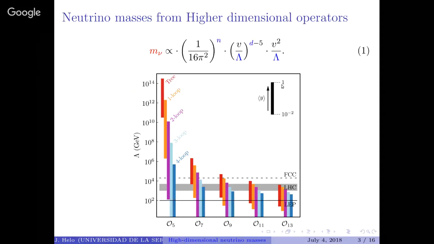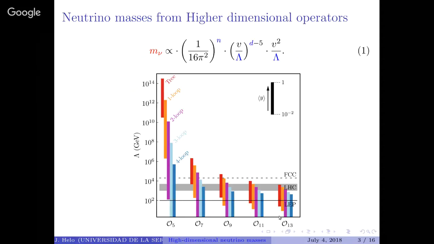From this figure, we can see that for dimension 5 operators at tree level, the typical scale goes from 10^10 to 10^15 gigaelectron volts. These are the seesaw mechanisms, which correspond to the realization of the dimension 5 operator. As the number of loops increases, the energy scale decreases. The same is true for higher dimensional operators from dimension 5 to dimension 13.